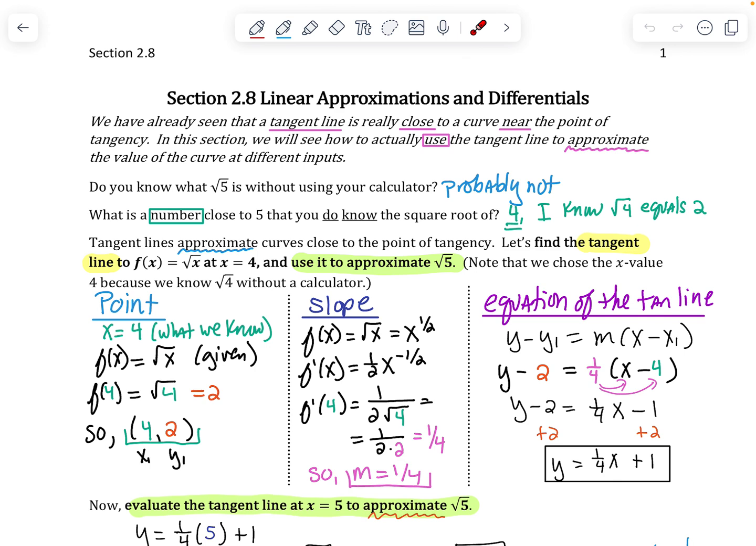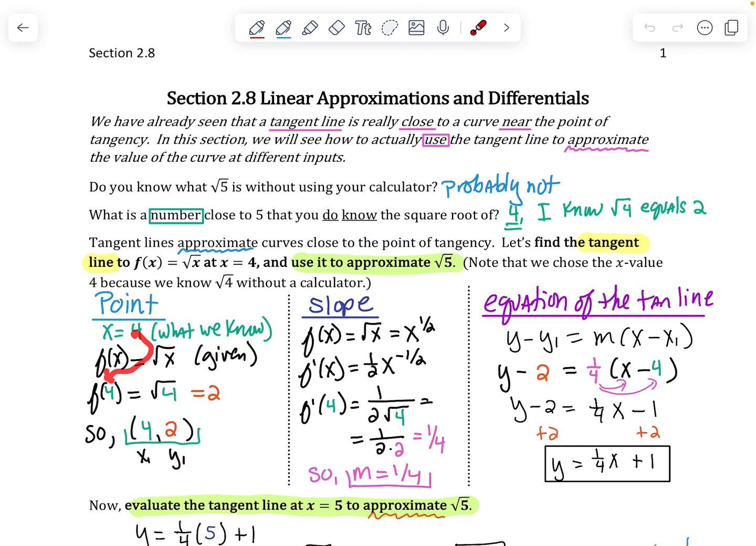tangency. So we want to find the tangent line for the square root function, and we're picking the input value of 4 because we know it, and that's to approximate 5. And again, we chose 4 because we knew it without a calculator. To create a tangent line, I need the equation of a line, which requires me to have x1, y1, and a slope. So starting with the points x1 and y1, we are picking x, we're not using 5.